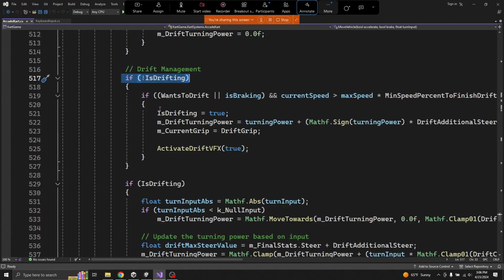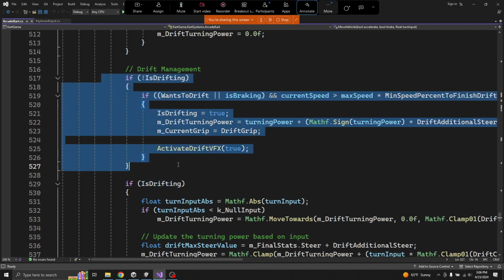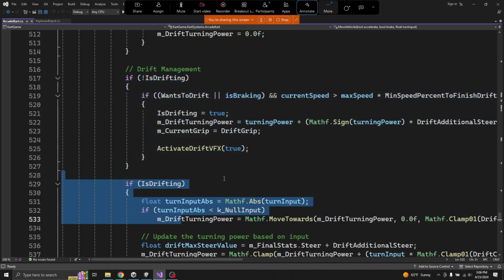If we are drifting. It's a little weird that we're checking the same bool, so this should really be an if else. Usually when I see an if and then another if, we're doing checks for different stuff, but this is just checking the same bool here.